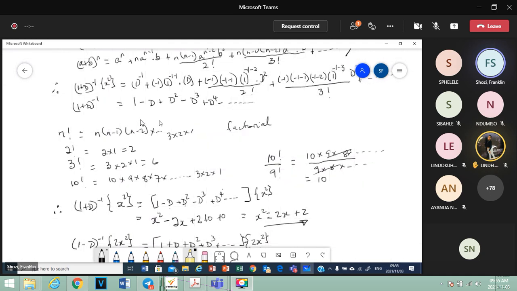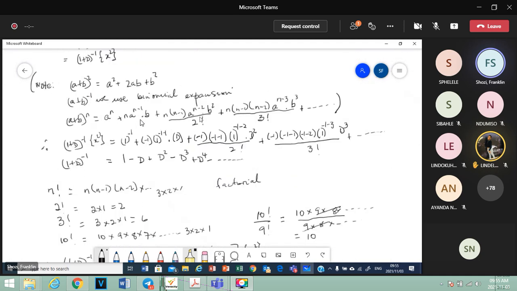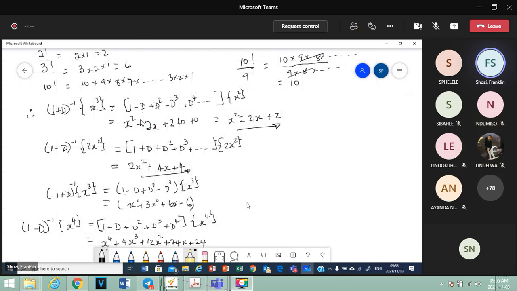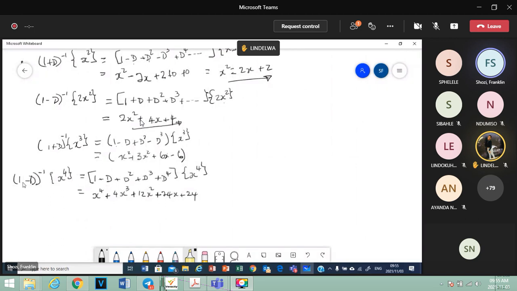I am using this binomial expansion, the one that I gave you here. Perhaps as an exercise, just go home and apply that on 1 plus d and 1 minus d. So if it is 1 plus d, my terms alternate. One is positive, the next one is negative, the next one is positive, the next one is negative. But if it is 1 minus d, all my signs are what? Are positive. So it's 1 plus d squared plus d to the power 3.